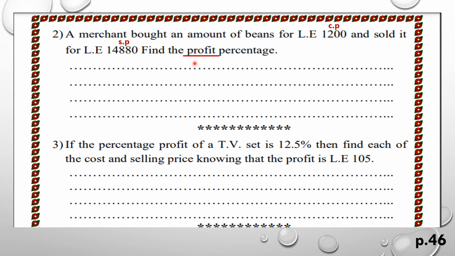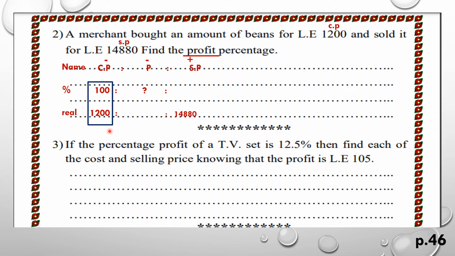We are going to solve using the form: name, percentage, real, cost price, profit, selling price. The signs will be minus, minus, plus by order. All the time, the cost price percentage will be filled with 100. Let's check the given. 1,200 should be put under cost price. 14,880 should be put under selling price. We need to find the profit percentage, so here we have our question mark.